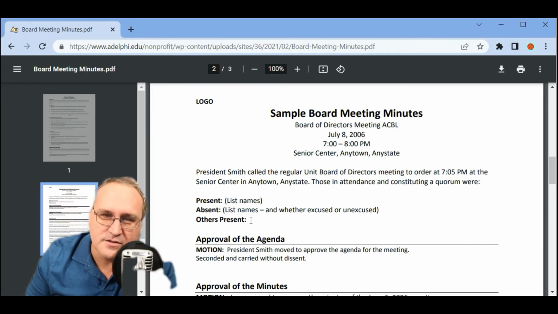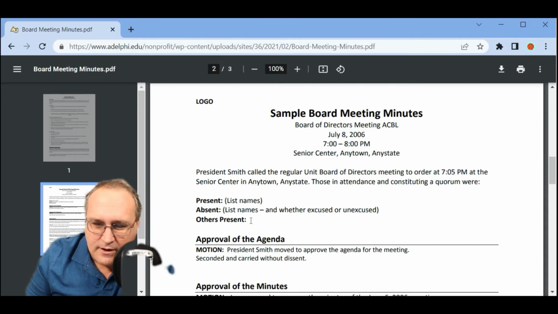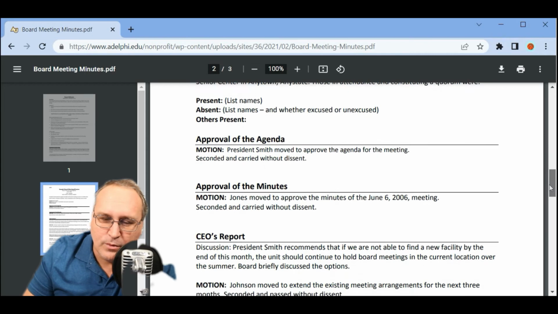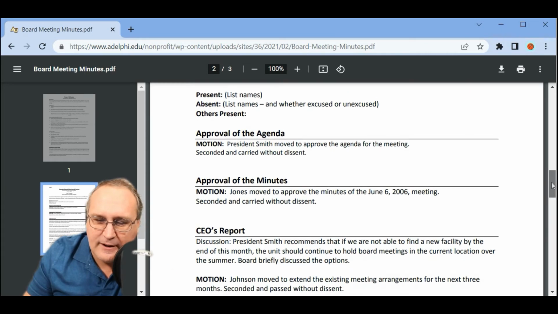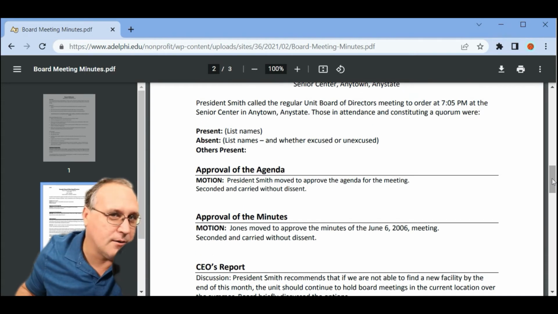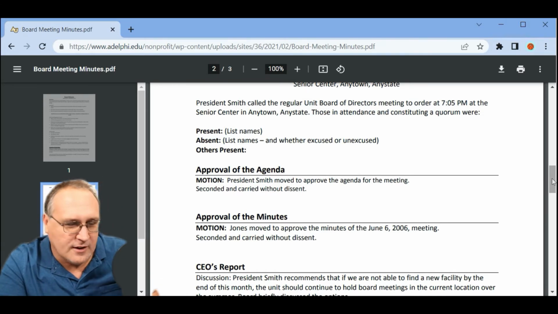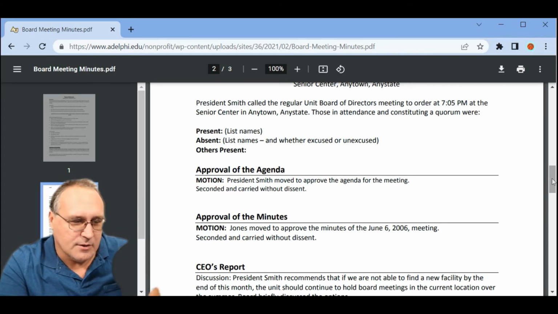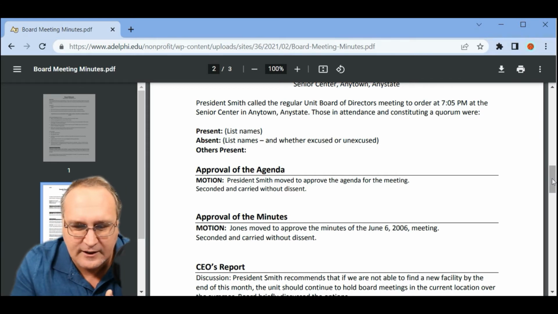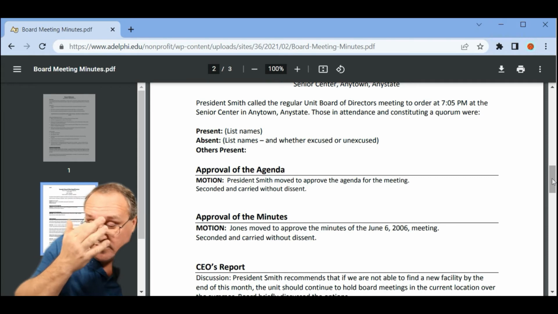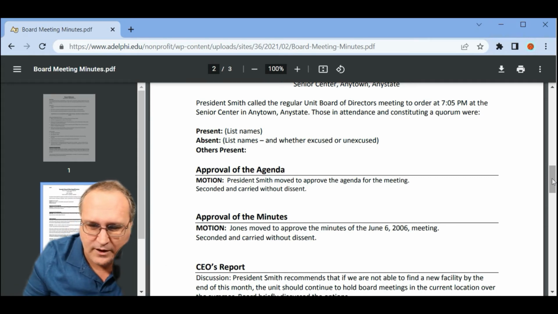And then there's also a slot here for others present. Sometimes at board meetings, you invite guests. Maybe you bring a subject matter expert. Maybe you're going to have the chief financial officer of the company come talk about the financials of the company. Maybe you have your attorney sitting in. For some of the board meetings that my clients have, sometimes I sit in on those board meetings, so I would list myself as an other present just to build a record of who was there.